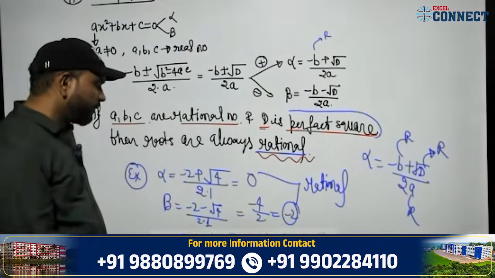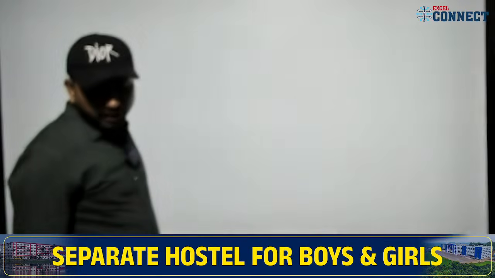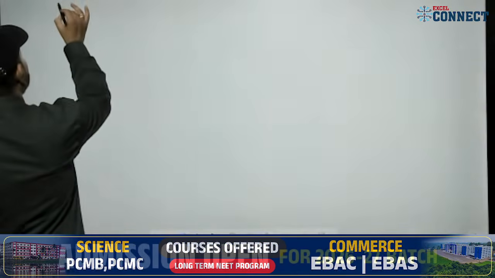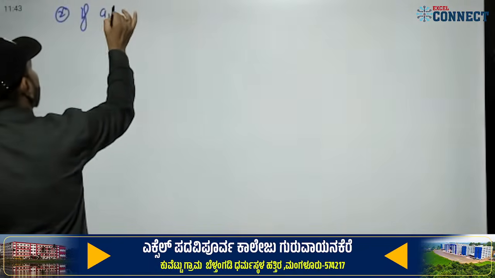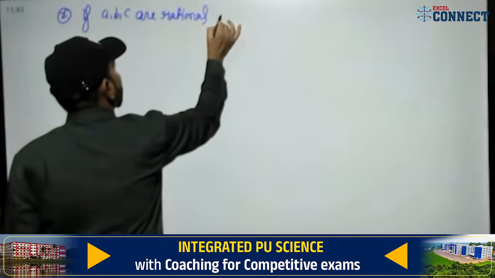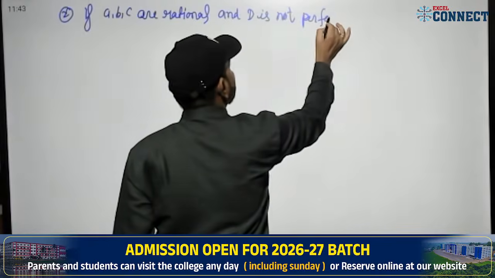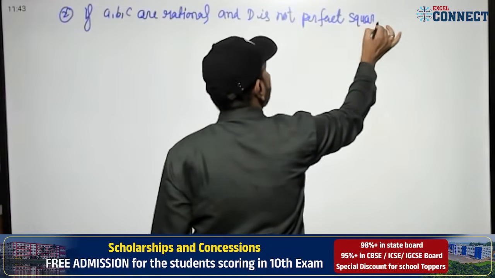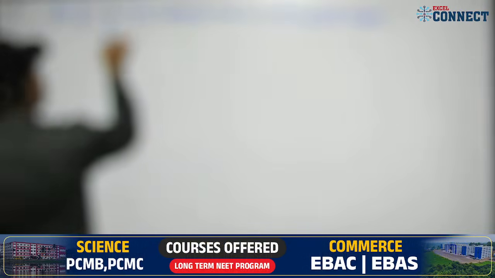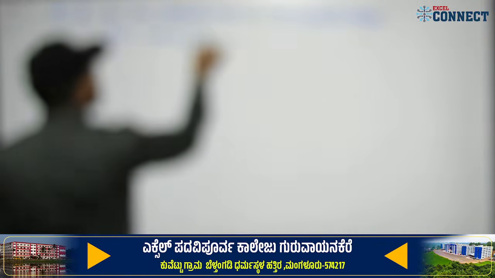Okay, now the second point. If a, b, c are rational and D is not a perfect square, then the roots are not rational, the roots are irrational.